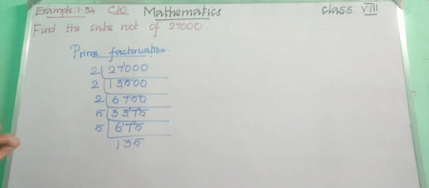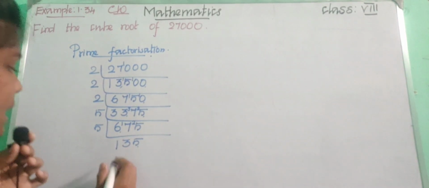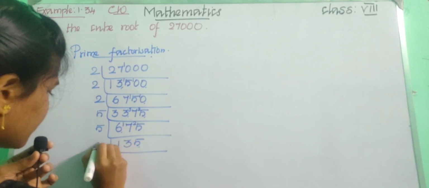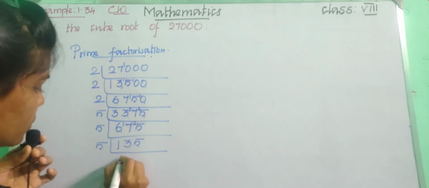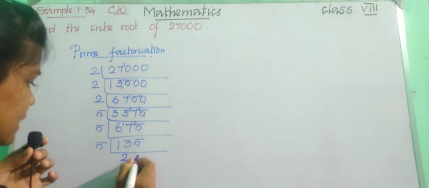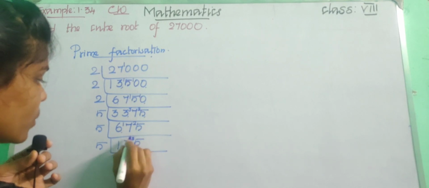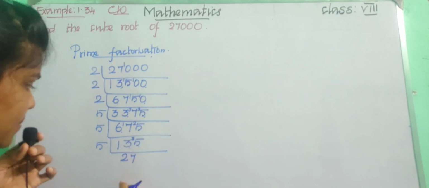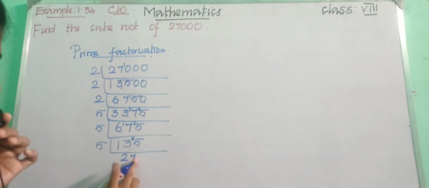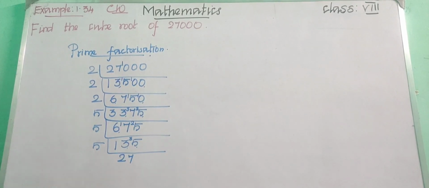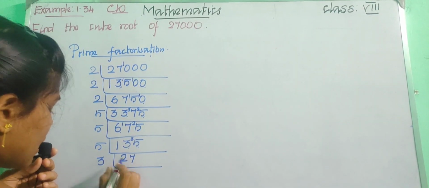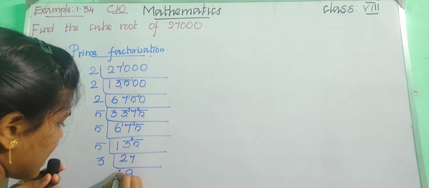Again in the units place we are having 5, so we can put the prime number 5. Now we can't take this one, so let us take 13. 2 5s are 10, remaining 3. Now we got 35. 7 5s are 35. Then now we are having 27. 27 we know is a multiple of 3, so we can use the prime factor 3. 9 3s are 27.